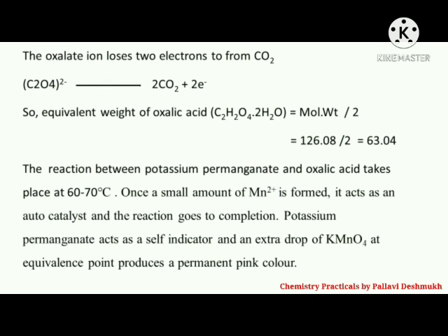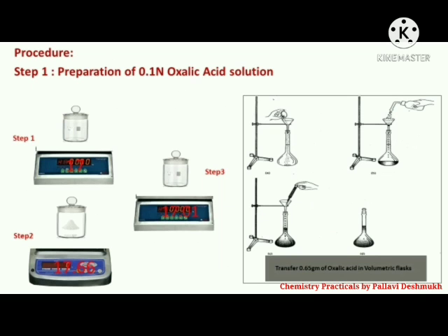The oxalate ion loses 2 electrons to form CO2. So, the equivalent weight of oxalic acid can be calculated by dividing the molecular weight by the number of electrons lost, which is 2. The reaction between potassium permanganate and oxalic acid takes place at 60 to 70 degrees Celsius. Once a small amount of Mn2+ ion is formed, it acts as an autocatalyst and the reaction goes to completion. Potassium permanganate acts as a self-indicator and an extra drop of KMnO4 at the equivalence point produces the permanent pink color.